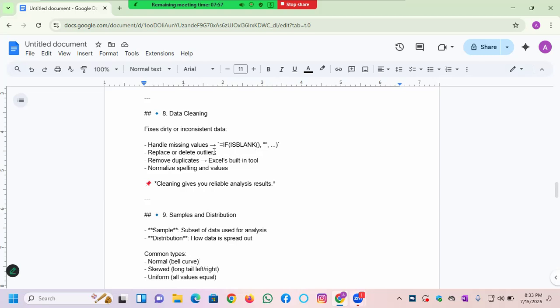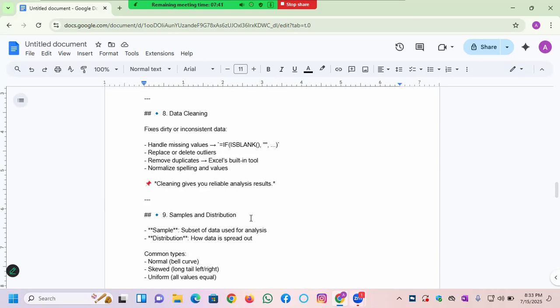We have to replace or delete outliers. We have to remove duplicates. We also have duplicates in some cells. You have to normalize spelling and values. So that is what data cleaning is about. Cleaning gives you reliable analysis results.